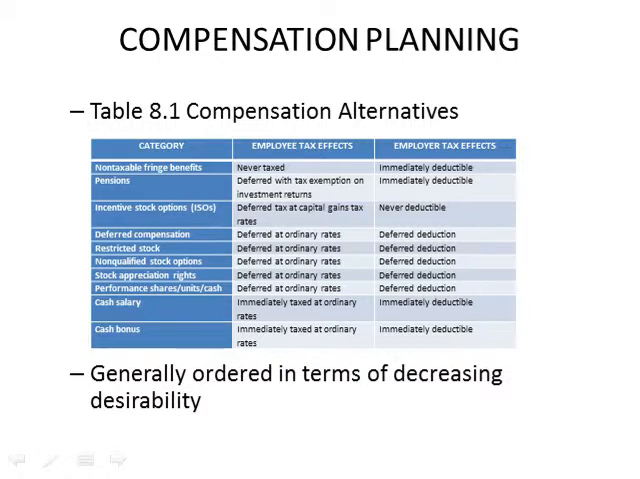So then we get down to cash salary, where that's my salary. I get paid that every two weeks, once a month, however often I get paid, and I'm immediately taxed at ordinary rates on it, right? Before I get it, I've essentially been taxed on it, and then at the end of the year when I file my return, I true it all up, right? And from an employer standpoint, they're immediately able to deduct it. And then there's the idea of cash bonus, right? So again, when I'm paid that, I'm immediately taxed on it at ordinary rates, and the employer is able to take that immediately as a deduction.